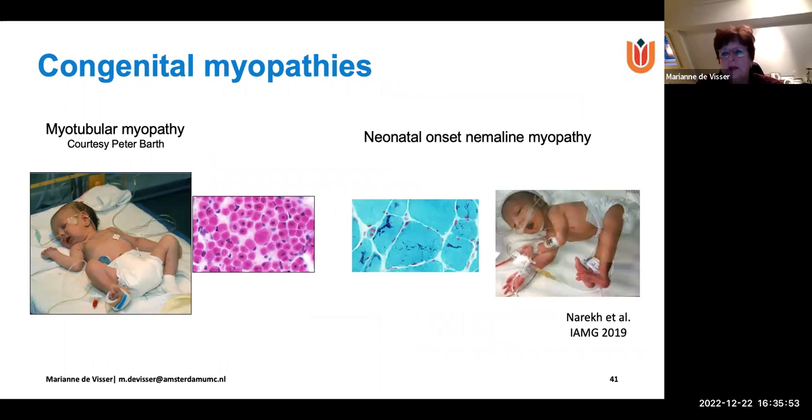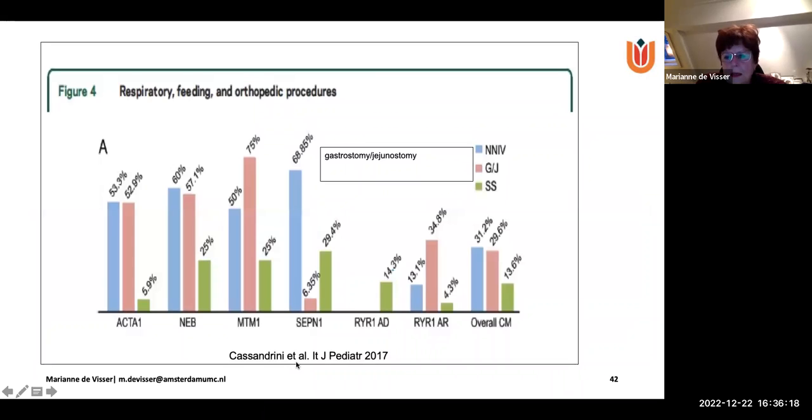So now we proceed to congenital myopathies. And this is a picture taken from a paper, and this picture was kindly provided by Professor Peter Barth. And you see here the myotube-like fibers in the muscle biopsy, and here in the nemaline myopathy, the rods. In a study by Cassandrini et al., it is clear that there are respiratory, feeding, and orthopedic procedures in these patients. ACTA1 and nebulin are both genes that cause nemaline myopathy, and MTM1 is the causative gene of myotubular myopathy.